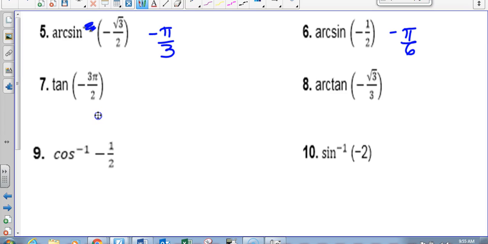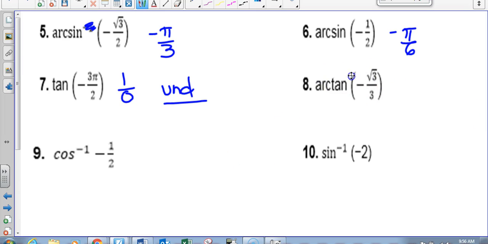What's negative 3 pi over 2? It's the same as positive pi over 2. So what's the tangent at 90 degrees, basically? Tangent is y over x. This was not an arc tangent question or arc sine or arc cosine anything.